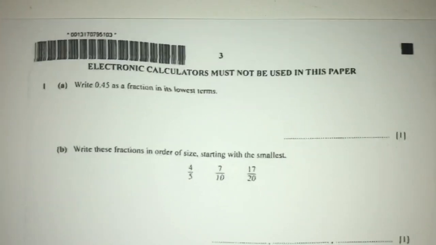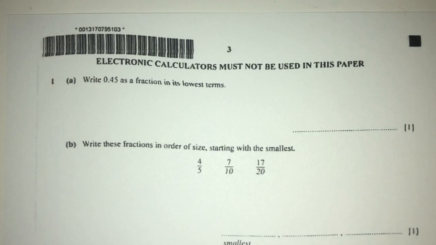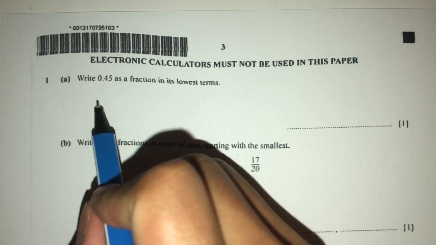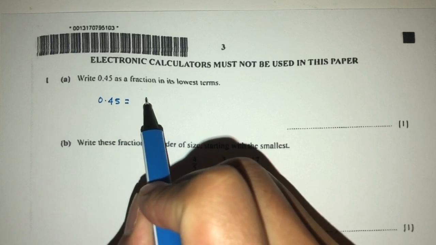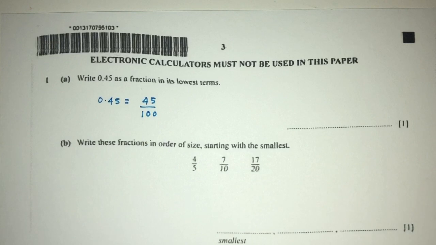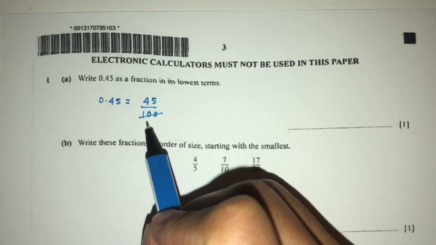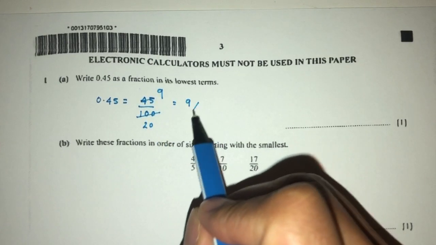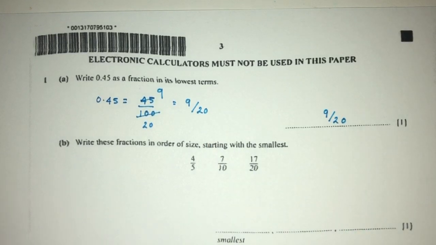So here we have question number 1. Here we have to write 0.45 as a fraction in its lowest term. So let's try to simplify this. How can you first rewrite 0.45? This is going to be equal to 45 divided by 100, right? Then we can simply divide by 5. You will have 20, and you will have 9. So it will be 9 over 20. And that will be your answer for part A of the question.